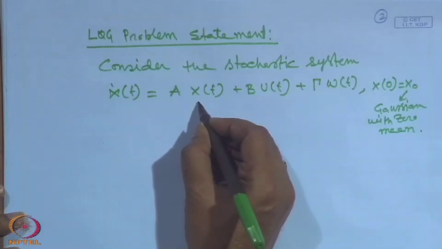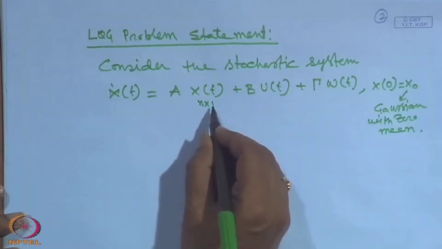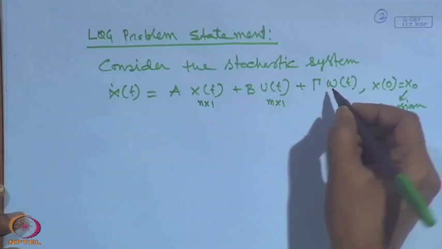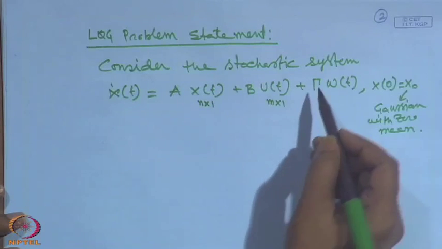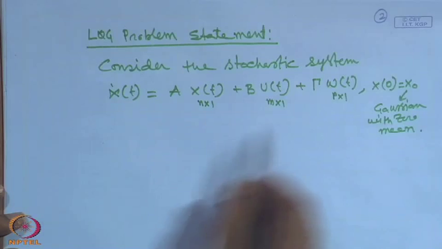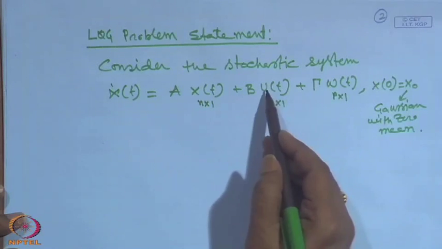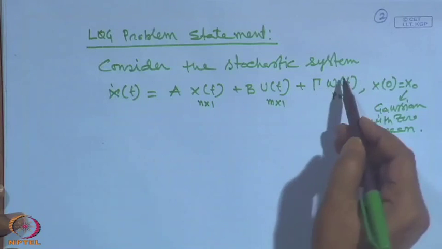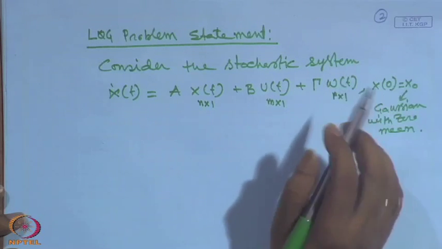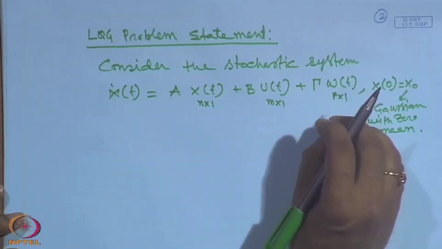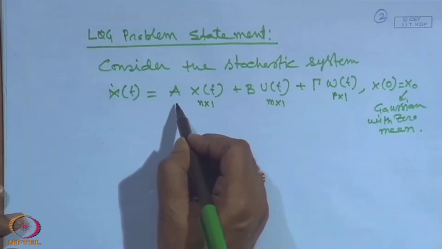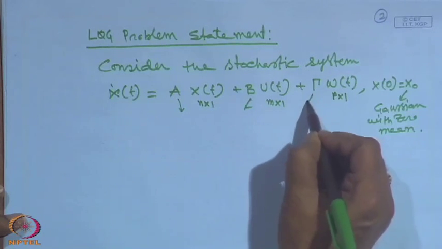Let the number of states in the system be n, the number of inputs be m, and the noise entering the state equation through the gamma channel have dimension r by 1. Here w of t is the noise, a zero mean white noise Gaussian process. Once you know these dimensions, you immediately know the dimensions of A, B and gamma.